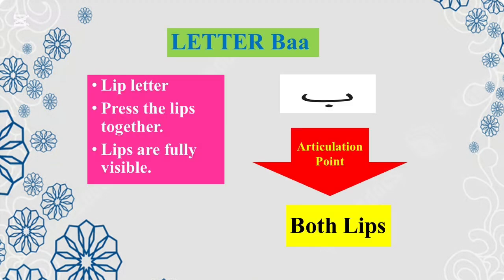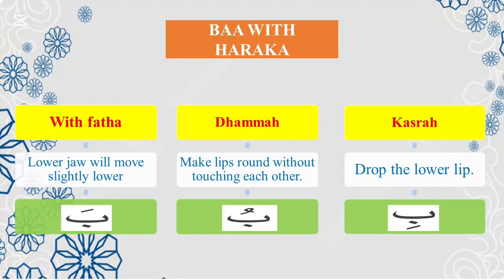Letter ba is a lip letter. Bring the lips together, but the lips don't go in, they are fully visible. When we pronounce the ba with the fatha, the lower jaw will move slightly lower. The lower jaw is the only bone that moves in the face or the skull area.